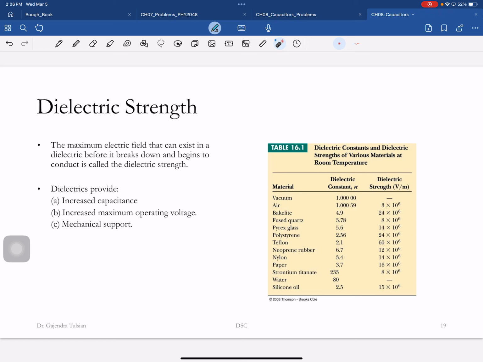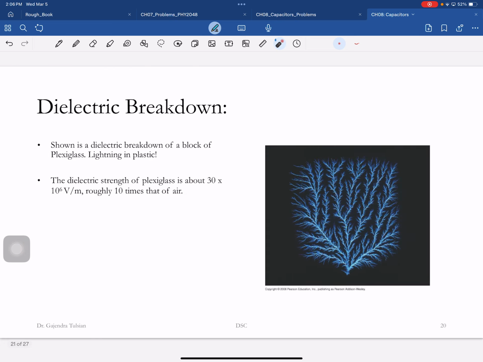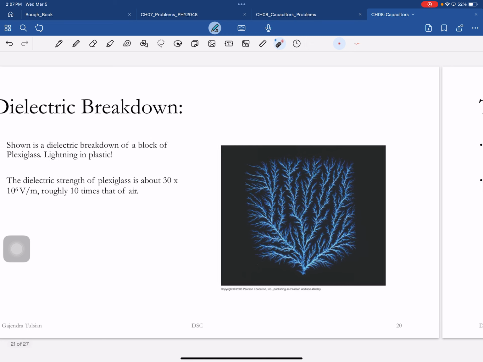You can see that for Teflon, the dielectric strength is 20 times greater. So you put Teflon between those two parallel plates. Now you can charge it to 20 times greater voltage. This is lightning in plexiglass.